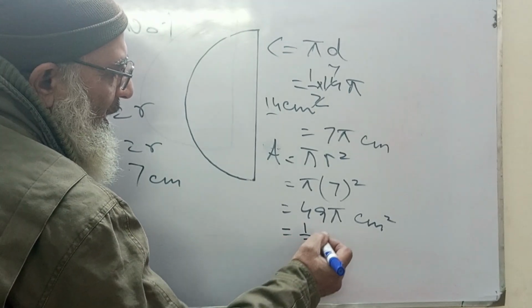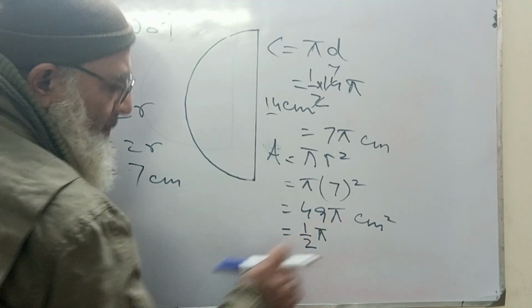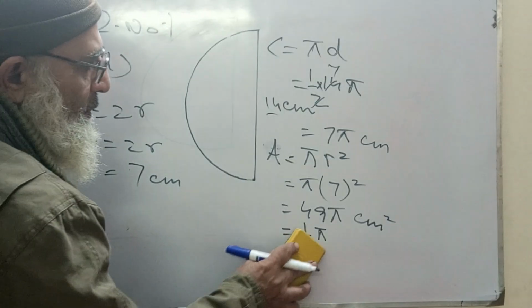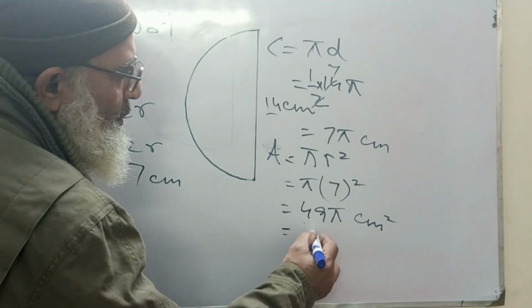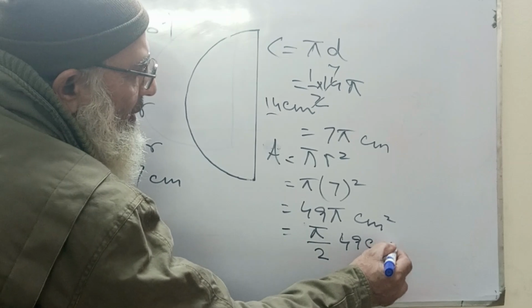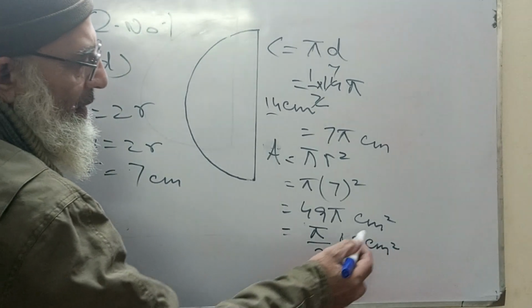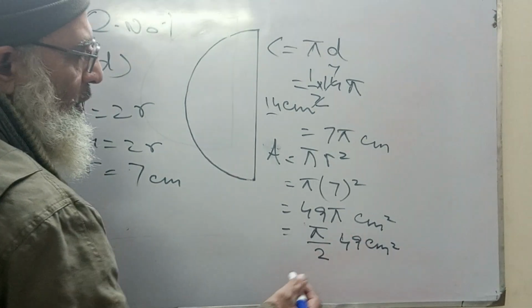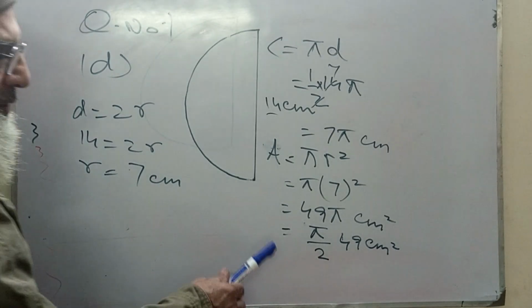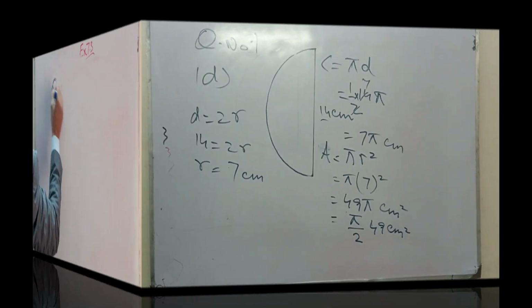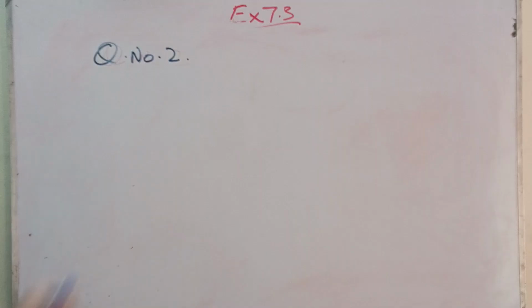That will be equal to 1 by 2 pi 1 by 2 49 pi. You can say it 1 by 2 49 pi, or you can write it like this: pi by 2, 49 centimeter square. And you can even simplify this also, but I think when you want to find it in terms of pi, this is enough. This is enough.